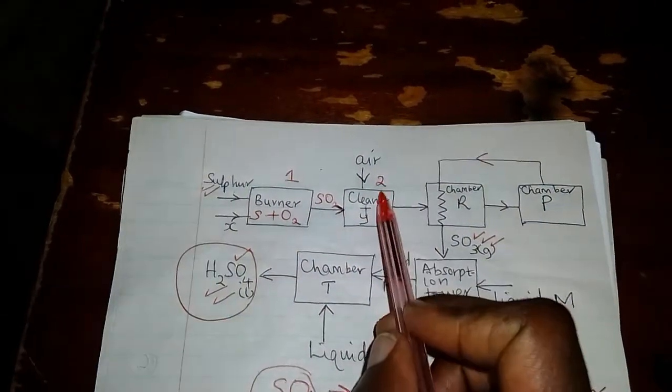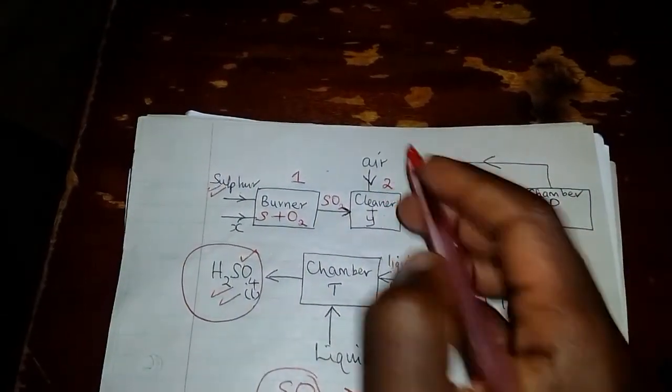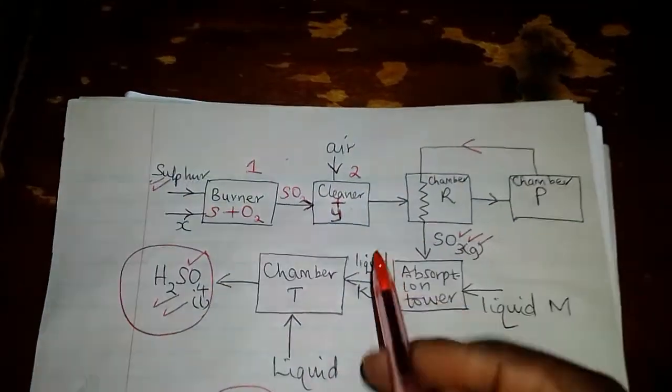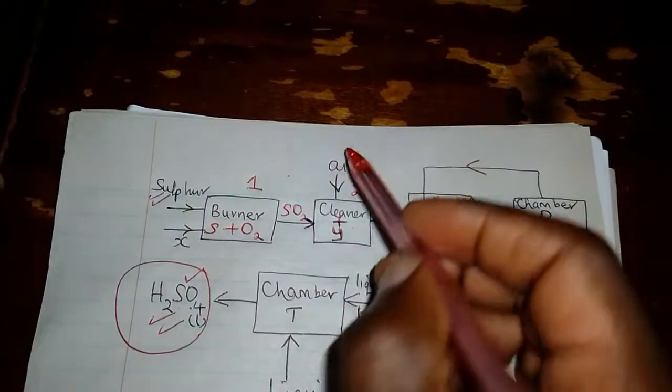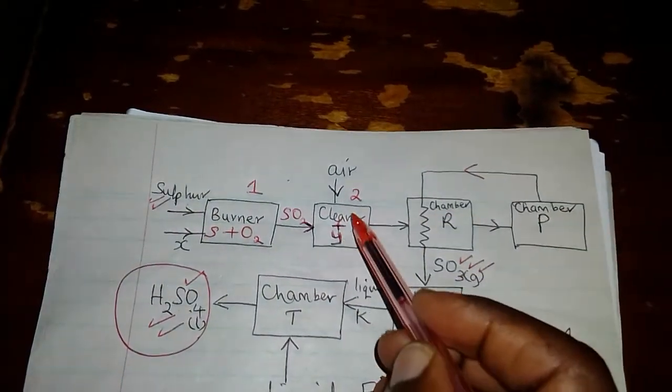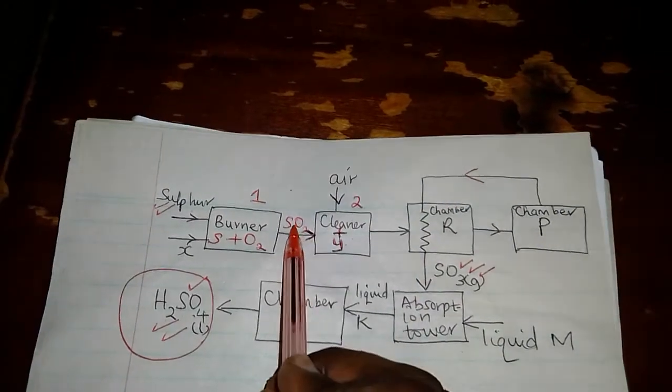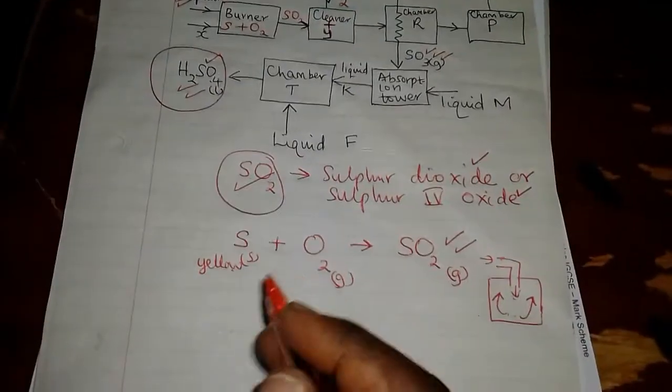See, in this chamber we've been given cleaner plus Y. What could Y stand for? So the air is allowed here. We have the cleaner and Y. You see, possibly if you take sulfur dioxide, let me just come back to the question.